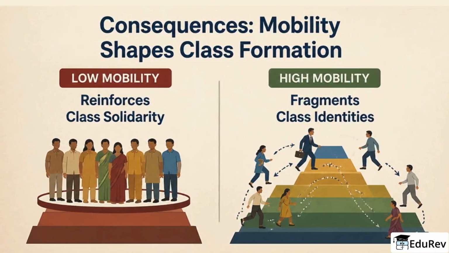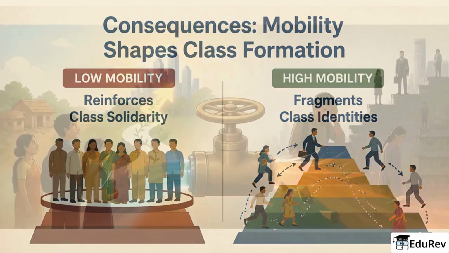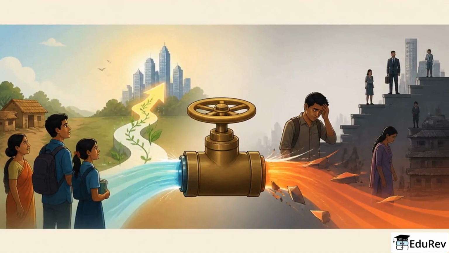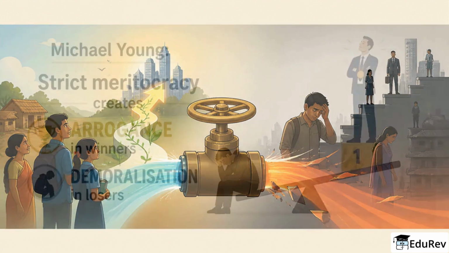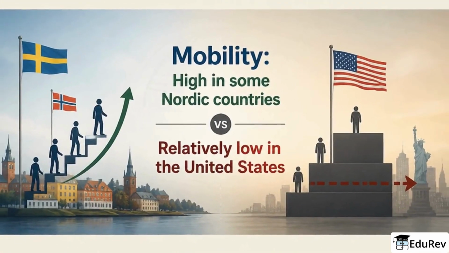What about consequences? Mobility reshapes class formation. Low mobility reinforces class solidarity, whereas high mobility fragments class identities. Mobility can act as a political safety valve by giving hope to the disadvantaged. But rapid or unequal mobility can also produce stress, cultural dislocation, and new inequalities. A useful exam quote to remember is Michael Young's critique that a strict meritocracy can produce arrogance among winners and demoralization among losers.